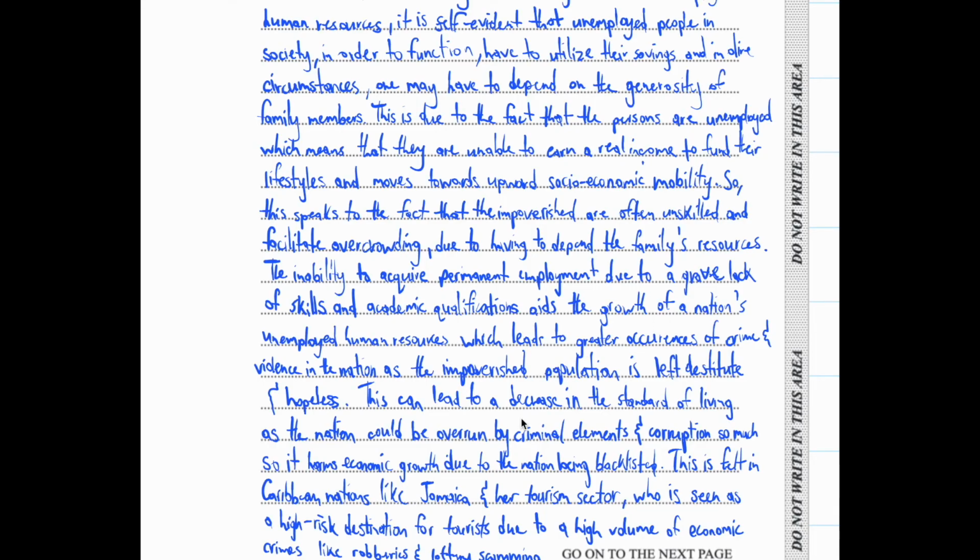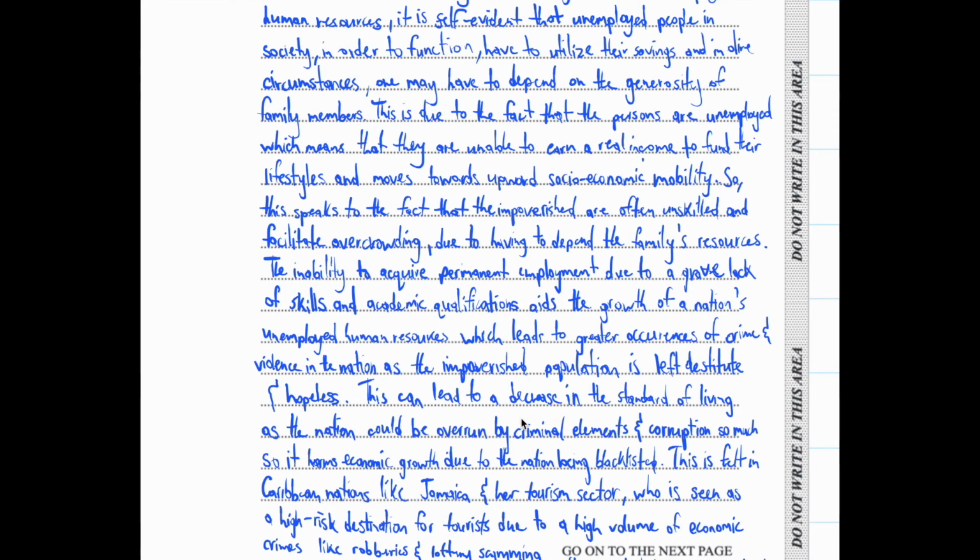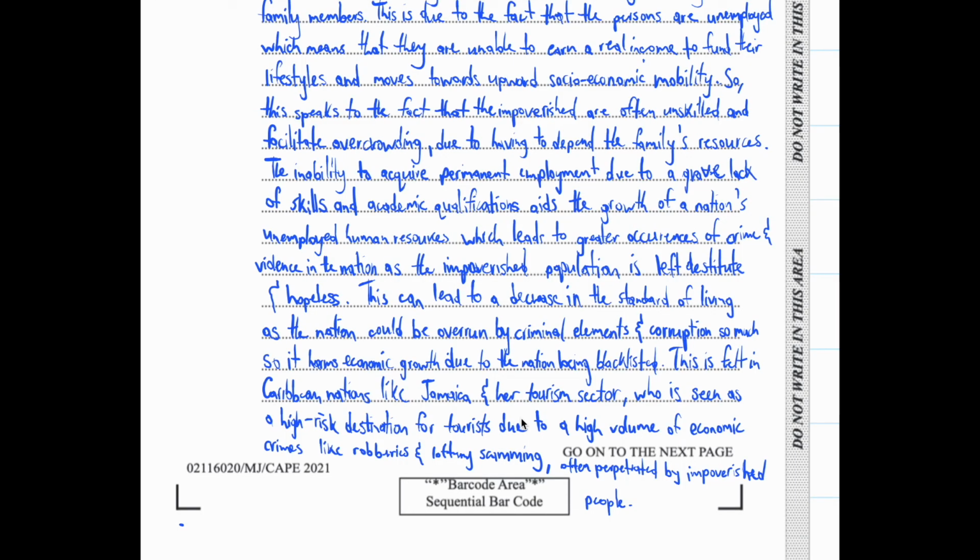And as I have right here, it is felt in Caribbean nations like Jamaica and her tourism sector, which is seen as a high risk destination for tourists due to the high volume of economic crime such as robbery and lotto scamming, often perpetuated by the same impoverished people, because these people, as I said earlier, are left destitute and hopeless due to the fact that they're unskilled, and they are often penny pinching in terms of probably going into savings or depending solely on their families to fund their lifestyles.